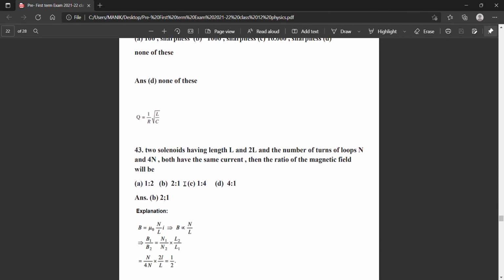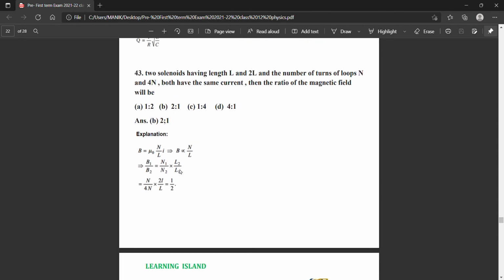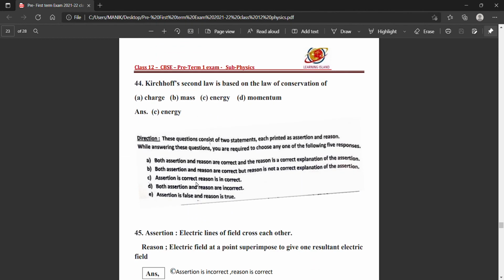Question number 43. Two solenoids having lengths L and 2L and numbers of turns N and 4N both carry the same current. Then the ratio of the magnetic fields will be? Here the answer will be 2:1. How does the answer come? I have explained here. Please go through this. B is the magnetic field, mu0 N by L into I. If I simplify the calculation, I get the answer 2:1. Question number 44. Kirchhoff's second law is based on the law of conservation of energy. The answer is energy.